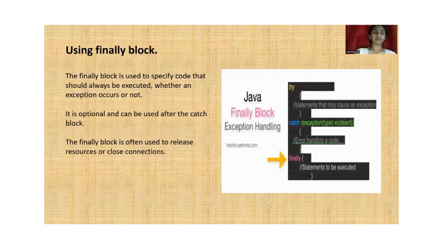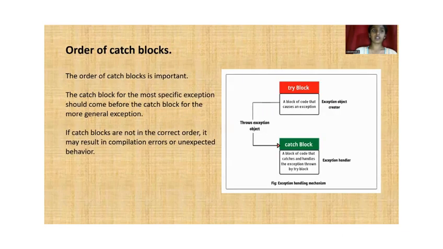Using the finally block. The finally block is used to specify code that should always be executed whether an exception occurs or not. It is optional and can be used after the catch block. The finally block is often used to release resources or close connections.